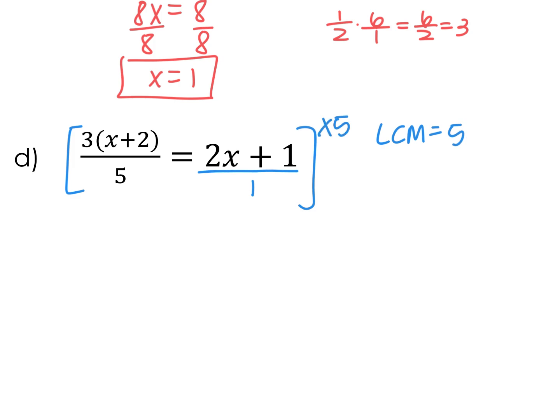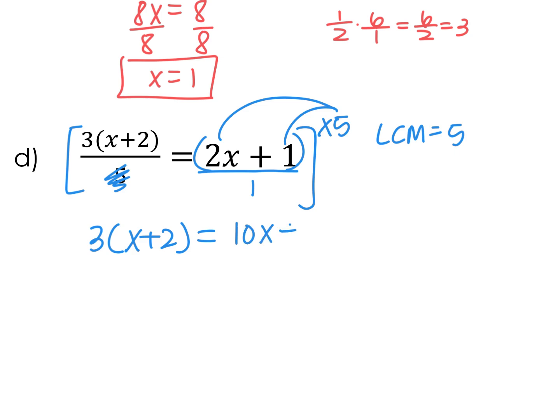What that does with the left side is it just cancels out the 5. 5 divided by 5 is 1. So I have 3x plus 2. What it does with the right side, when you distribute, I just haven't done that yet, is I go ahead and put that in parentheses, and I distribute this 5. Okay, I'm multiplying the whole thing by 5. So it's going to be 10x plus 5.